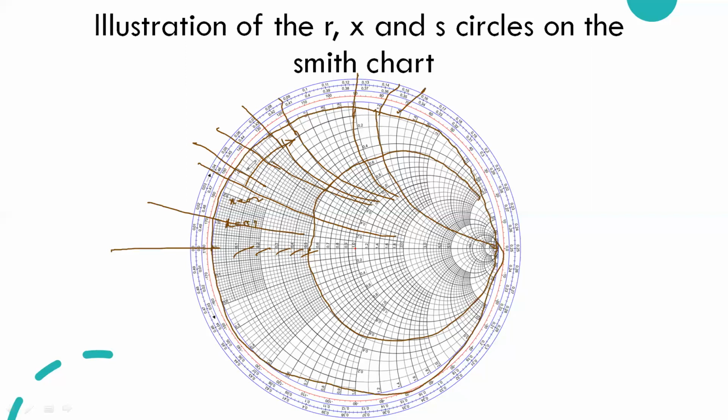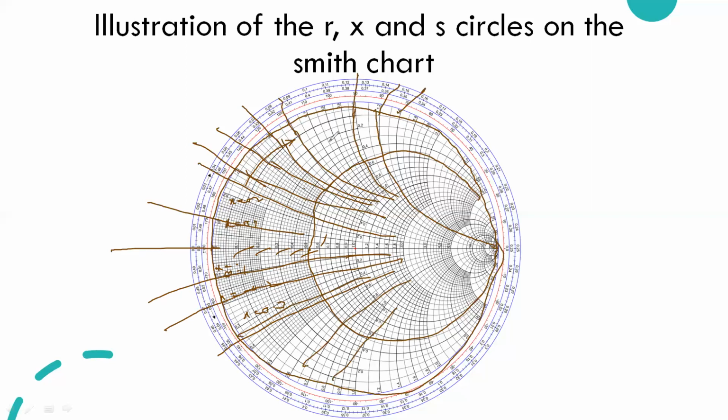Both X circles and R circles have been superimposed. Your R value, the resistance value, will always be positive with respect to this chart. The X values here are positive, that is the inductive side. Then what about the capacitive side? We will have the other values: X equal to minus 0.1, X equal to minus 0.2, X equal to minus 0.3. These are circles, the X minus 0.1 circle, 0.2 circle. So this is for the capacitive side.